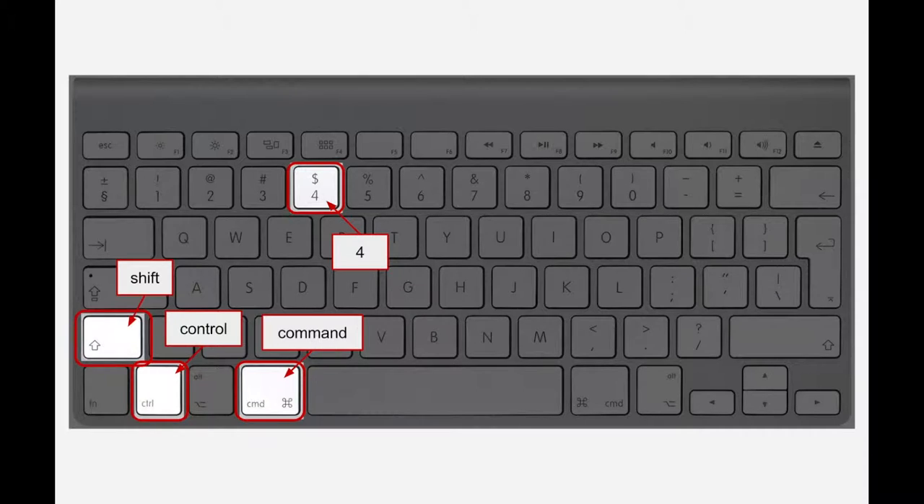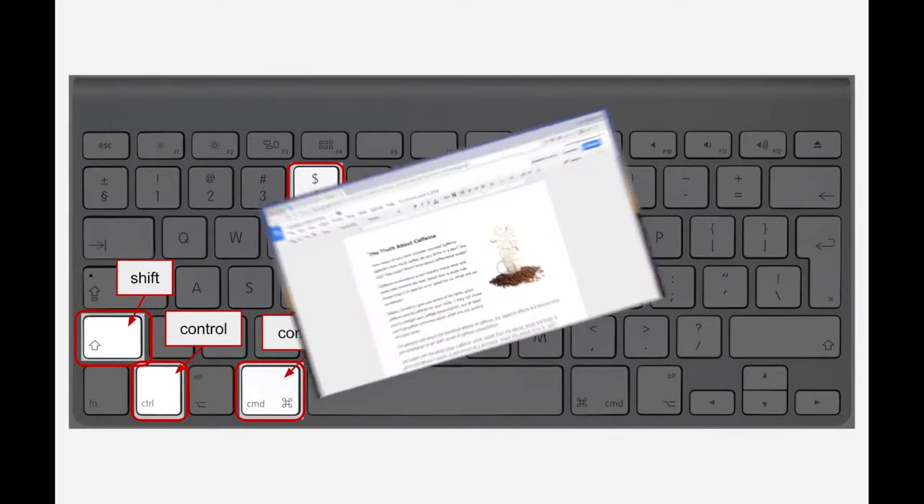Once I've done that, you'll see some crosshairs on the screen, and that's where you can start drawing the area of the screen that you want to take a screenshot of. So let's have a go at this.